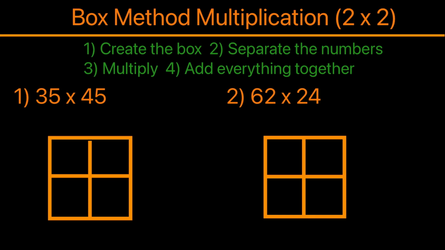Below are 2 examples. First one, we have 35 times 45. So we have already created a box. Secondly, we're going to separate the numbers. So looking at the question, we have 35. So we need to separate the 30 and then the 5, as 30 plus 5 equals 35. So we're going to put 30 on top on the 10th column, and then we're going to place the 5 on the 1st column.